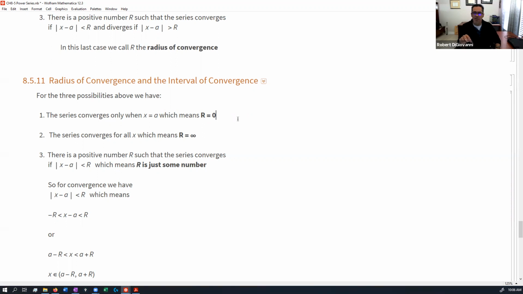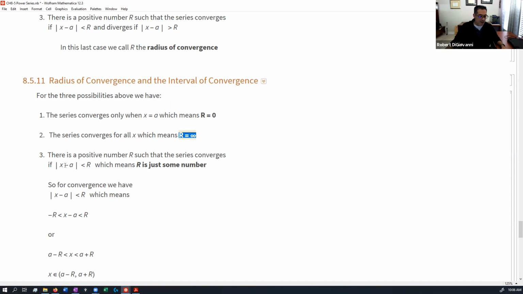The 0 isn't where it's happening, it's how wide the interval is. And if it's a single point, it has no width. So the radius we'll say is 0. Radius of convergence is 0. Now, if the series converges for all x, that means the whole number line, we'll say the radius is infinity.